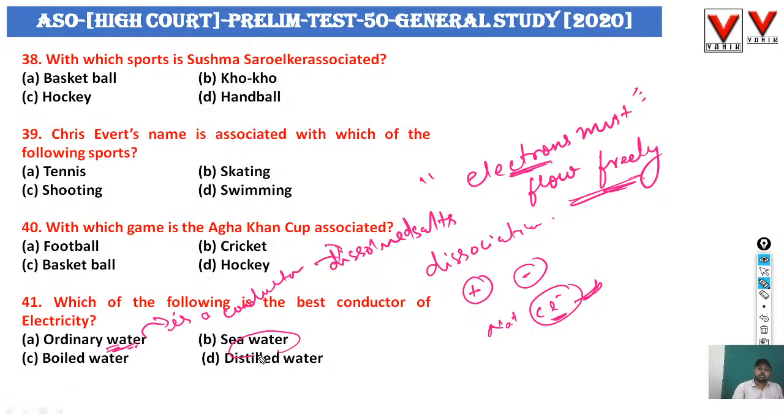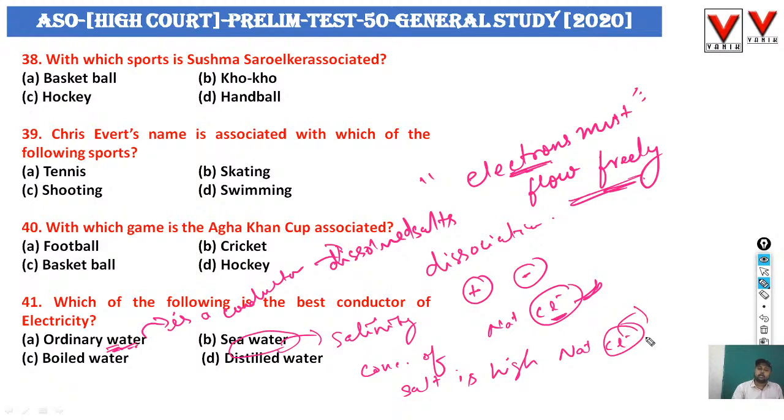We have seawater. The seawater salinity is very high, which means the concentration of salt is really too high. After dissociation, the plus and minus ions will also be high. Since the number of ions will be high, definitely the rate of conduction of electricity is going to be quite high.